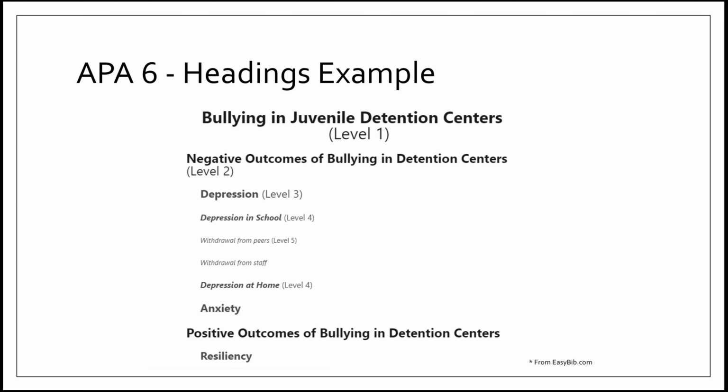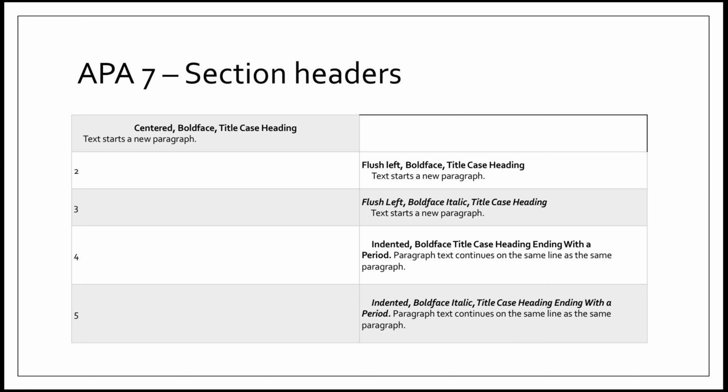All right, so let's look over at APA 7. It's very similar to the way APA 6 looks. There are just some ways to think about it. Again, centered boldface is your level 1 heading. Level 2 heading is going to be left justified and bold, and again in title case. Not too hard.